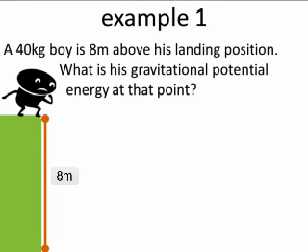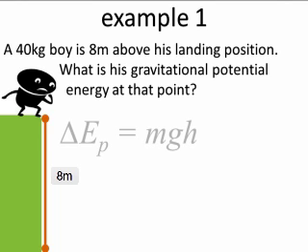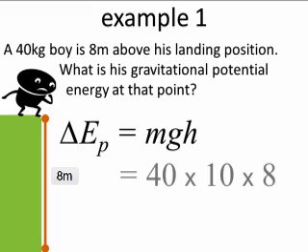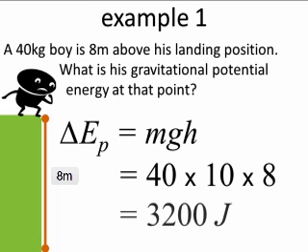A 40-kilogram boy is 8 meters above his landing position, so the height is 8. What is his gravitational potential energy at that point? Well, the formula, substitute the values, and you end up with 3,200, and the unit is joules again, capital J.